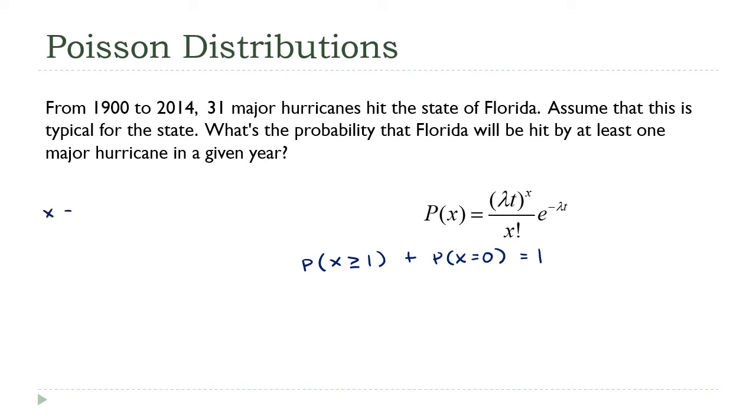Let's look at our parameters. I'm looking for 0 hurricanes, and I need lambda and t. T is going to be 1 because we're talking about a given year, a single year. Okay, so how about lambda? Well, we weren't given that, but I have the number of hurricanes and a time frame. The number of hurricanes was 31, and the number of years.